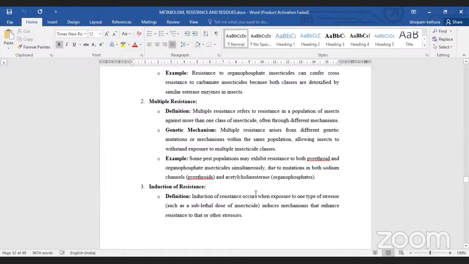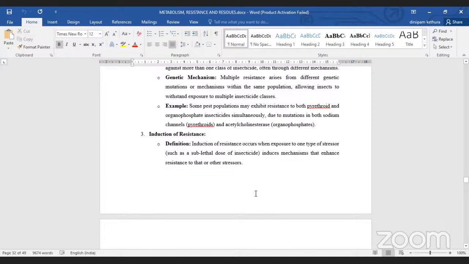And the second one is multiple resistance. Multiple resistance refers to resistance in a population of insects against more than one class of insecticide, often through different mechanisms. Multiple resistance arises from different genetic mutations or mechanisms within the same population that allow insects to withstand exposure to multiple insecticide classes. Examples are some pest populations may exhibit resistance to both pyrethroid and organophosphate insecticides simultaneously due to mutations in both sodium channels and acetylcholinesterases.